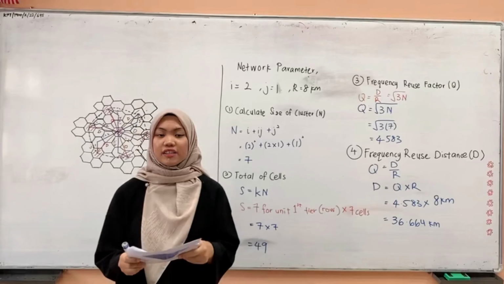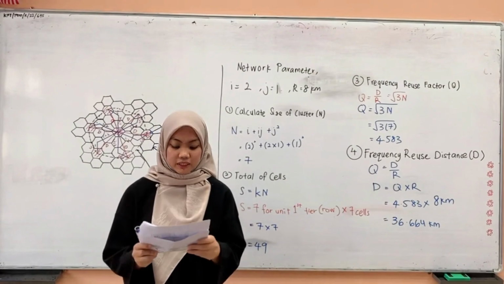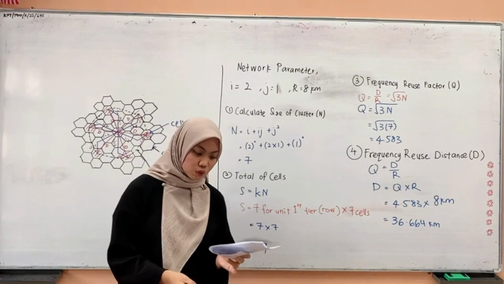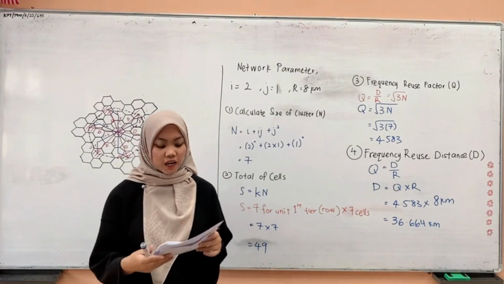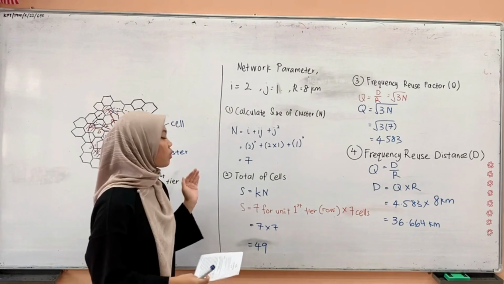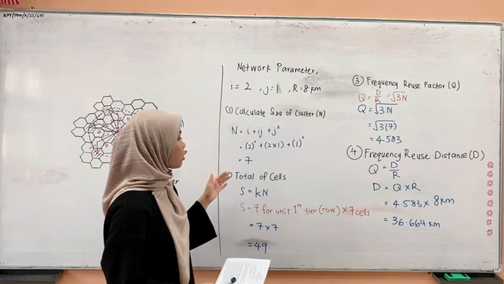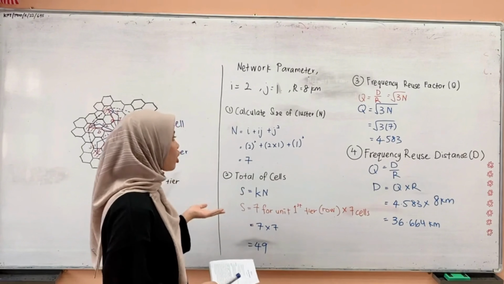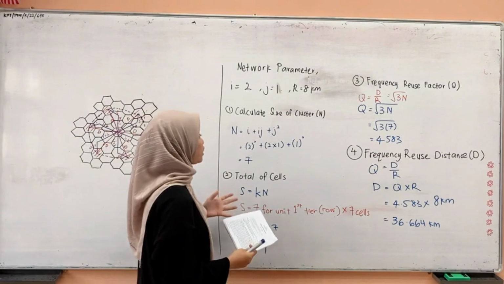01DEP22F1006. Cellular network parameters: I is 2, J is 1. First, we calculate the size of the cluster and the total offset. So this is how we solve the question.